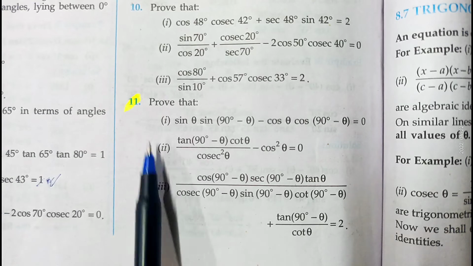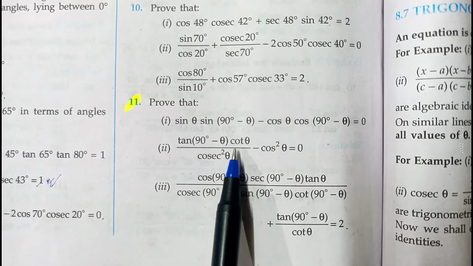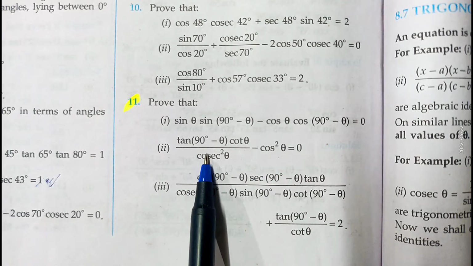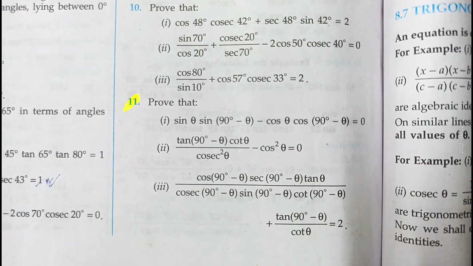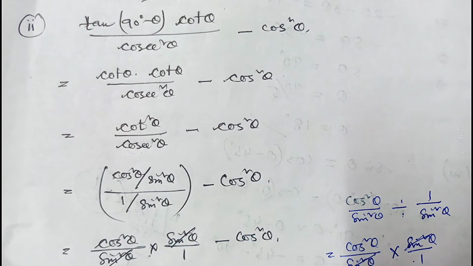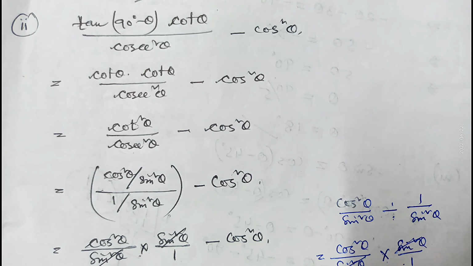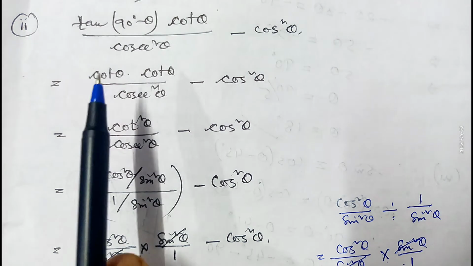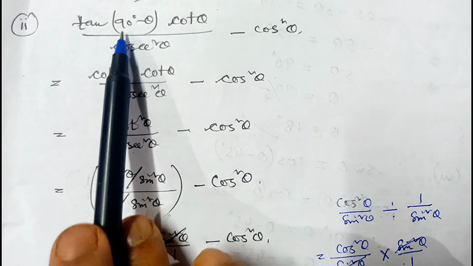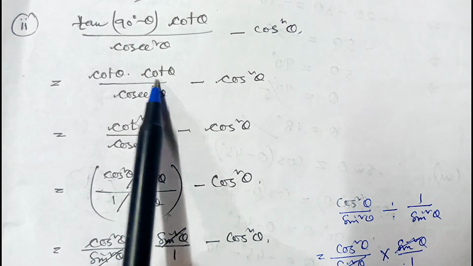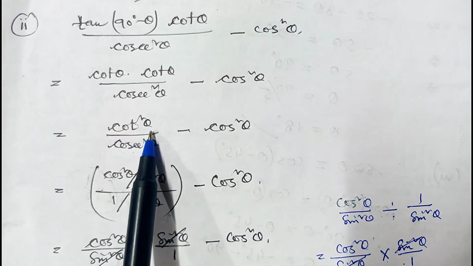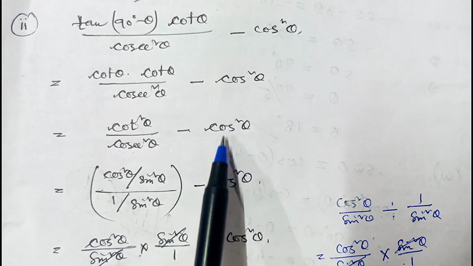In second part of question number 11, it is given tan of 90 minus theta into cot theta by cosec square theta minus cos square theta, and we have to prove that this is equal to 0. Now in this case, tan of 90 minus theta will be cot theta, into cot theta divided by cosec square theta minus cos square theta. Now cot into cot is cot square theta by cosec square theta minus cos square theta.